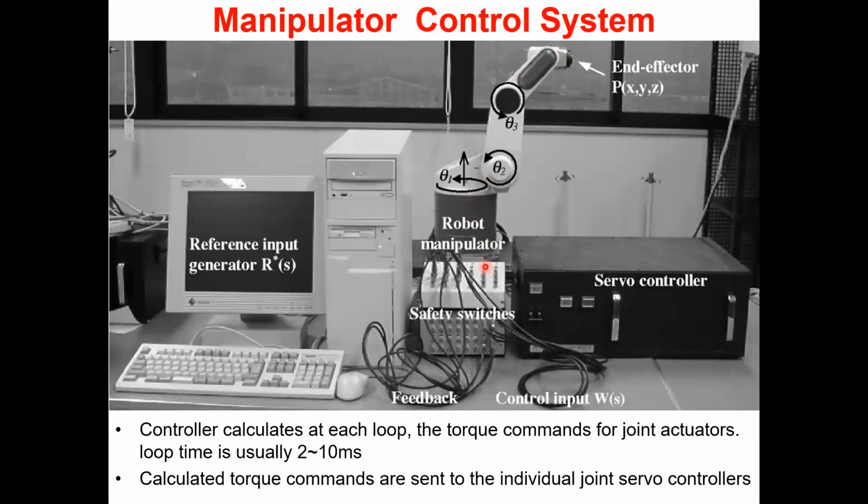So you can see the servo controller here. You can see the safety switches. You can see the feedback, and you can see the reference input generator. So these are the blocks. These are the items in a robot manipulator system. So let us see how it works.